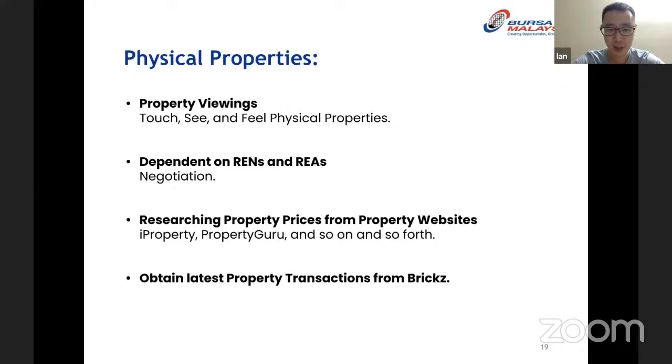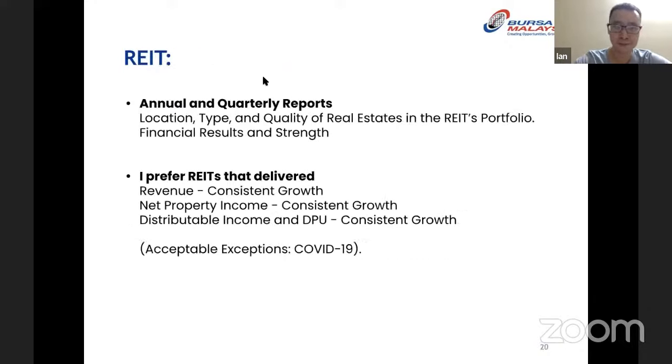This is very important because as a property investor, you don't want to overpay for a single property. So therefore, use Bricks, okay? Bricks will help you get a feel of what the latest property transaction price is at that township or at that area. Use Bricks, very helpful.